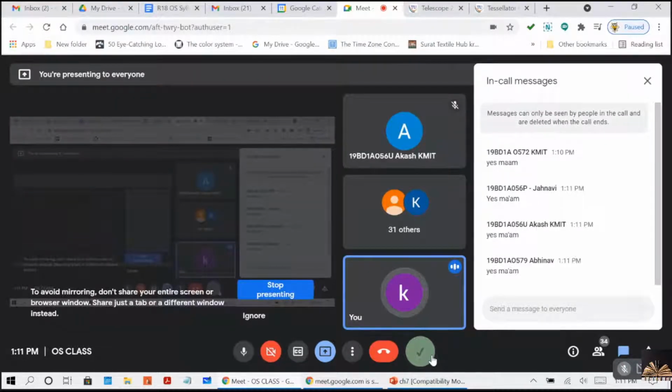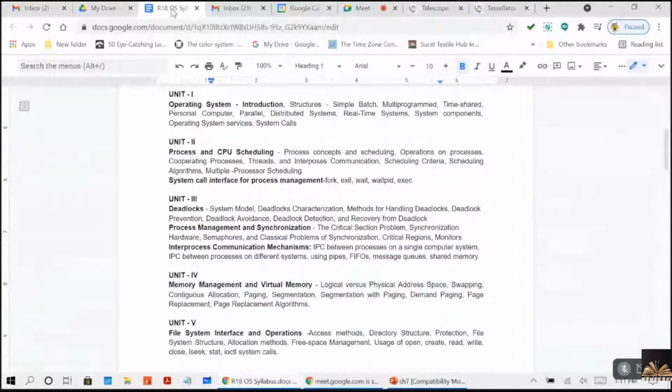Okay, okay. If you see the syllabus, the third unit consists of three subparts, right? So it is having deadlocks, process management and synchronization, and inter-process communication mechanisms, right? So today we are starting with the deadlocks concept, right?